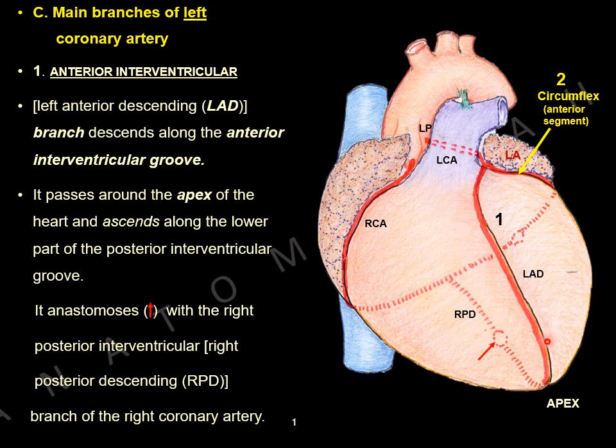After it winds around the apex of the heart, it goes up along the posterior interventricular groove and anastomoses with the posterior descending artery, which is the branch of the right coronary artery.